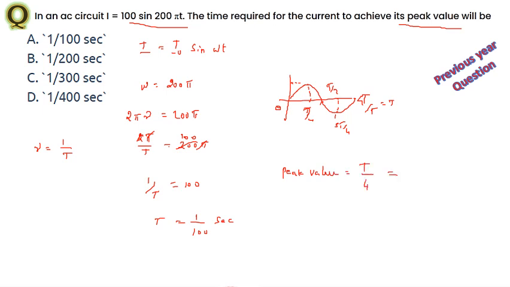Already we know the value of t here. T here is 1 divided by 100 second into 1 divided by 4. So what you are having here is 1 divided by 400 seconds. So answer in this case.